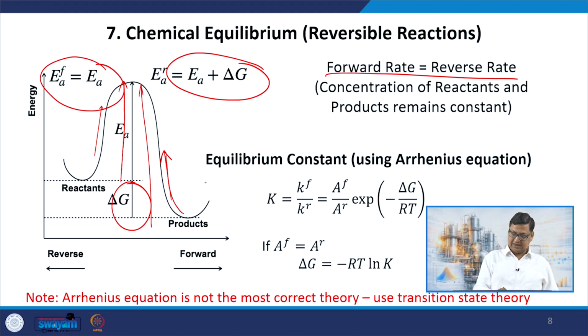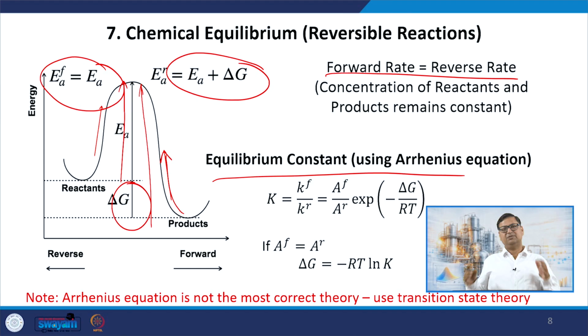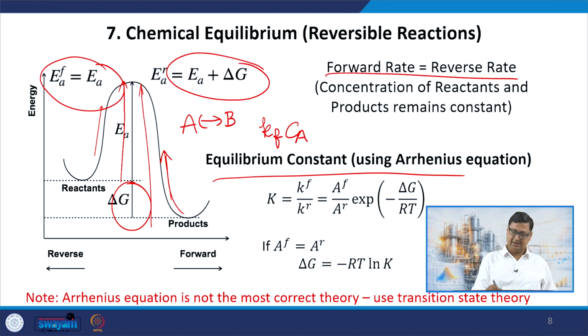So, with that I can in fact define something known as an equilibrium constant. How do we get it? Basically, we set the forward rate equal to the backward rate. Let us say, just for the sake of argument, the reactions are first order and it is something like A going to B, then the forward rate is going to be something like kF CA, and this will be set equal to kR CB, and then K is equal to kF by kR, and that is equal to CB by CA, right?